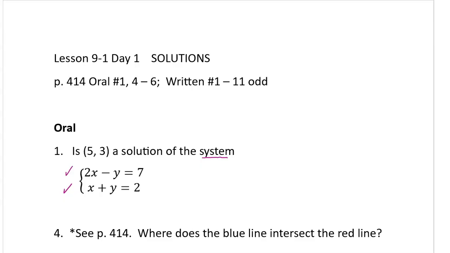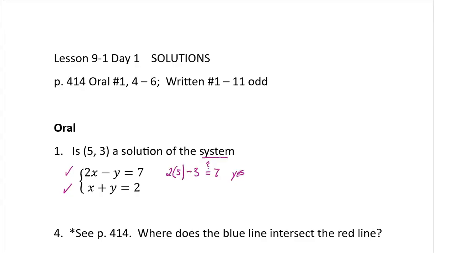So let's use the same technique that we did in Chapter 8 to test if an ordered pair solves an equation. In place of x, substitute 5. In place of y, substitute 3. Put the symbol equals with a question mark on it and figure out if it does equal 7. This is 10 minus 3, which does equal 7. It's yes for the first equation, but not necessarily for the system.